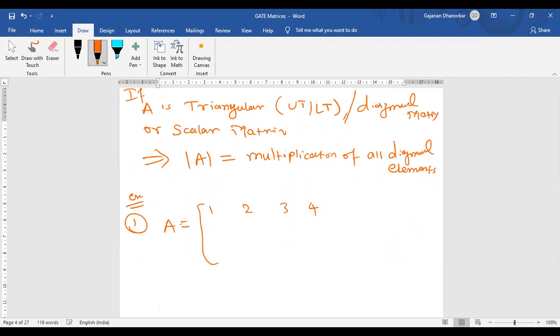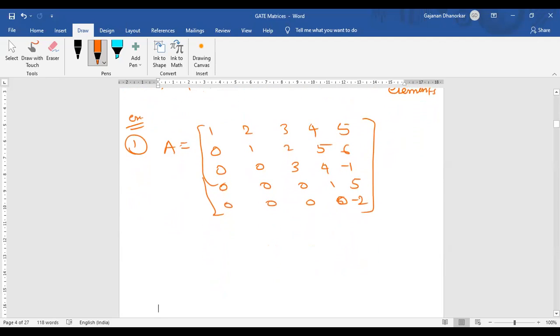1, 2, 3, 4, I will take suppose 5 entries. 0, 1, 2, 5, 0, 0, 9, 0, 5. Sorry. 0, 9. Suppose this is my matrix. Such types of problems may come. Now this matrix is a triangular matrix, because these are the diagonal elements. This is a 5 by 5 matrix, a square matrix.